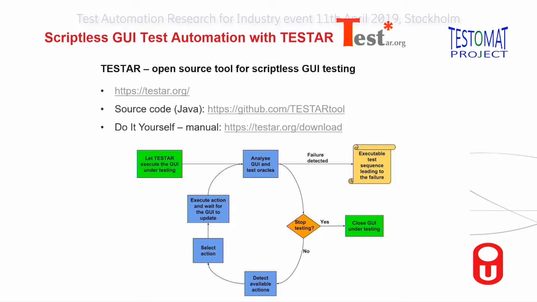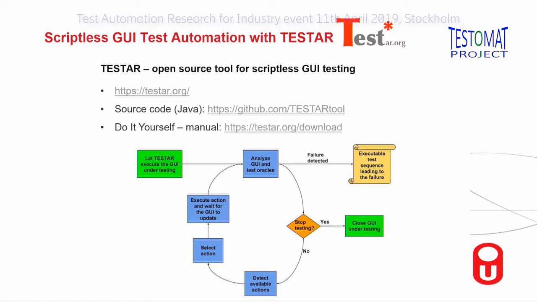This is describing in a little bit more detail how Testar works. You start your application through Testar, giving it the instructions how to start the application or connect to it. Testar starts it and analyzes what is available on your UI. Then it checks the test oracles against what is seen. If a failure is found, it will output an executable script showing how to reproduce the sequence that found the failure. But if not, it keeps testing.